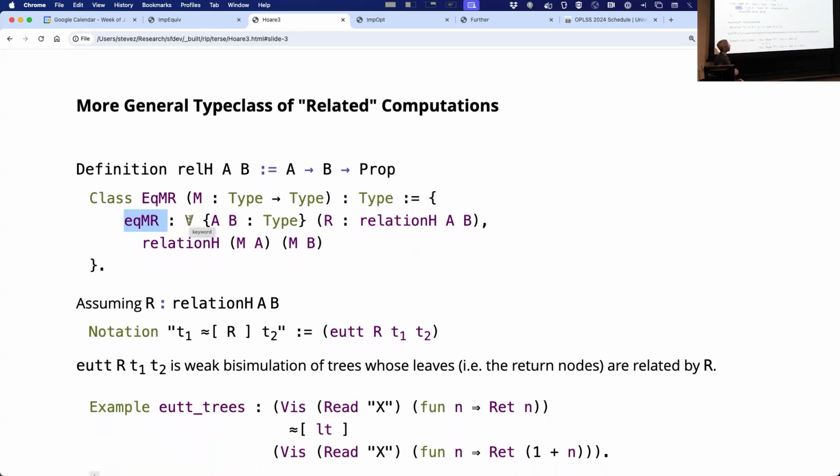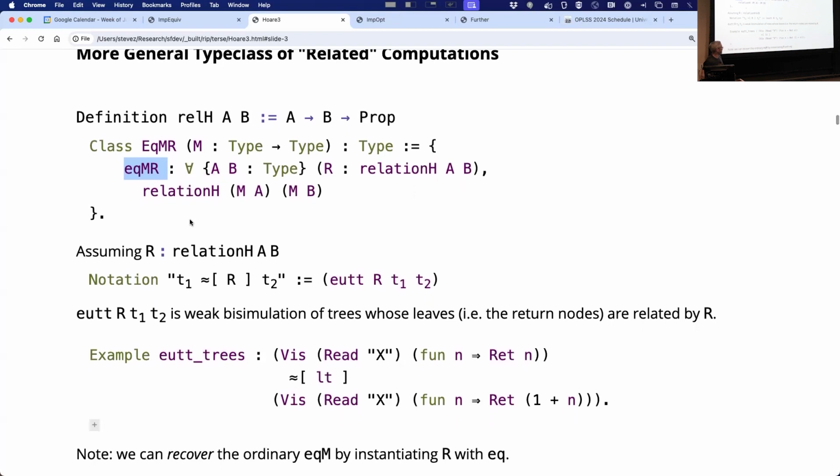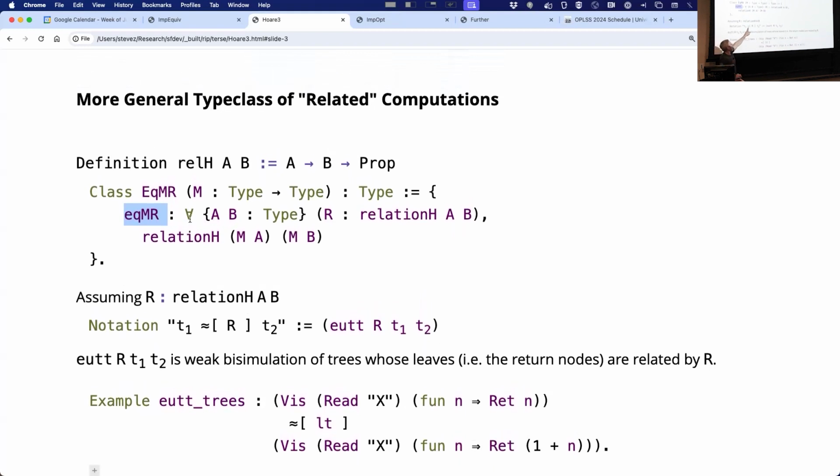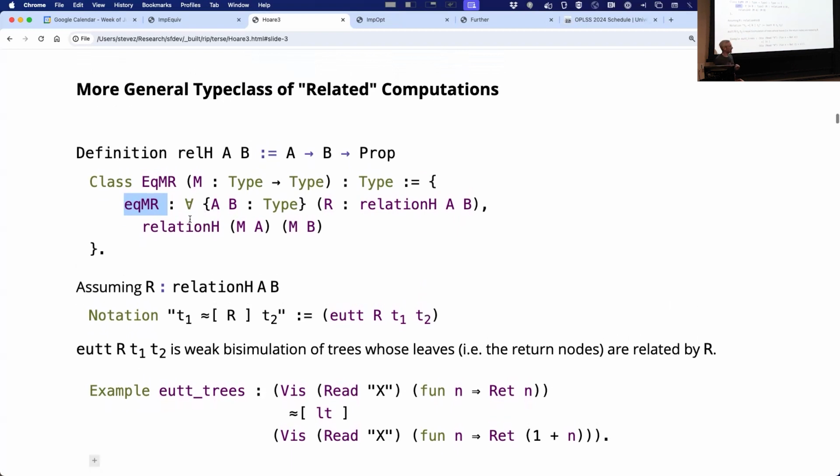In fact, this is the more primitive notion that we use in our library: this binary relation on trees parameterized by the result relation. Just to give you a very concrete example, I'll write this notation, weak bisimilarity, parameterized or indexed by the relation type R. And I'll give you some more intuition about this over time.